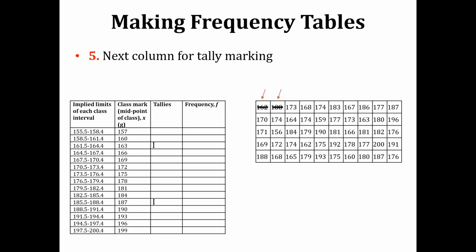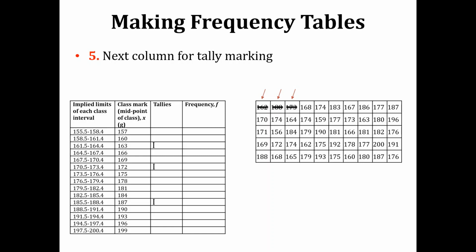Now the next observation is 173, and we are going to look for 173, and we can see that the class with a class mark of 172 has the limits in which the 173 value is included. So we are going to put the tally mark in front of this class interval.